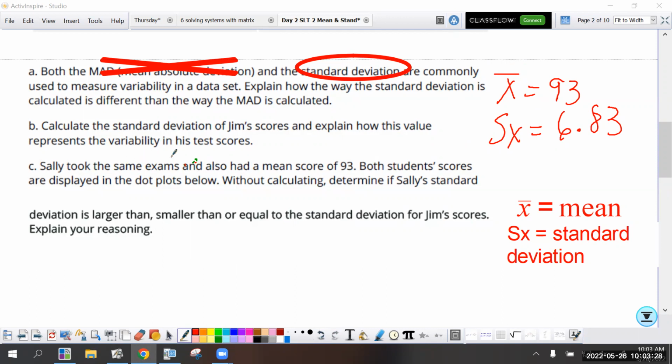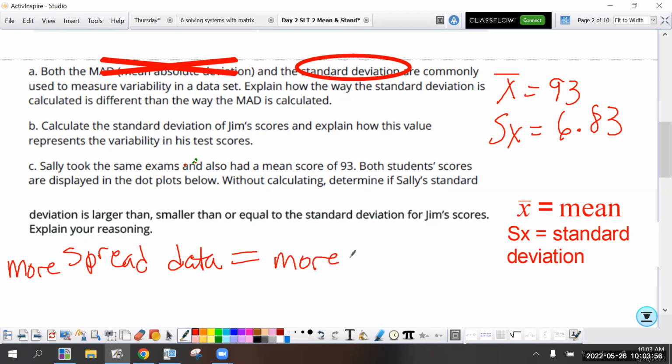Sally took the same exams and also had an average of 93. Both student scores are displayed in the dot plot below. Without calculating, determine if Sally's standard deviation is larger or smaller. So the spread of the data, the more spread, the more variability. So we're going to write more spread, more variability, which means larger standard deviation.